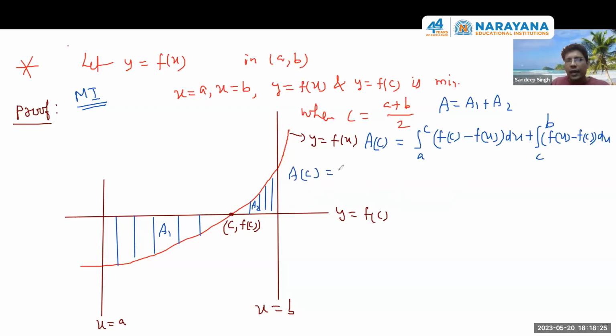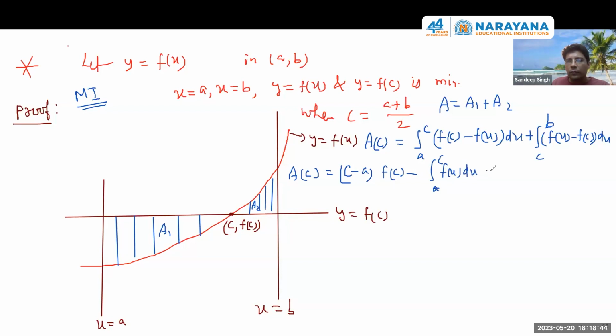Now, since f(c) is a constant with respect to x, the first term f(c) I can take outside, and it becomes (c minus a) times f(c). Can I write it like this? Minus the integral from a to c.